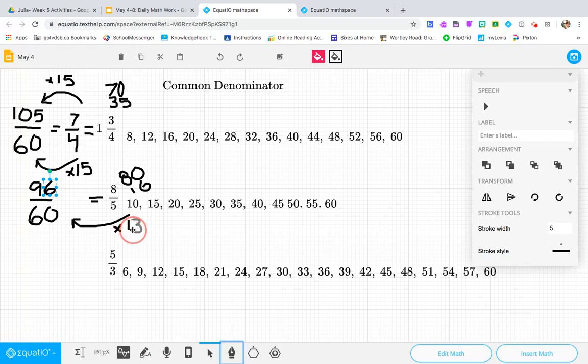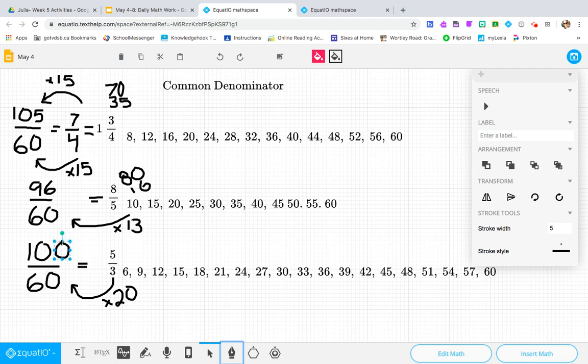And last but not least, we have 3 times what is 60, and 20, 40, 60. 3 times 20, that would be. And that will give us our denominator, our equivalent fraction with a denominator of 60. If I multiply the bottom by 20, I have to multiply the top by 20. So 5 times 20, 20, 40, 60, 80, 100. Excellent.